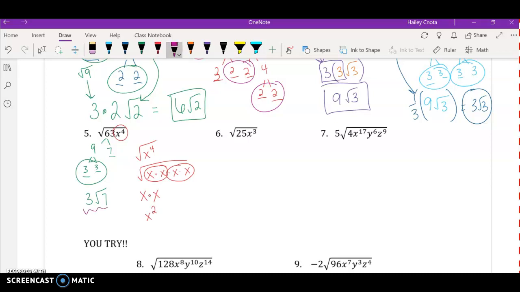The only thing left to do is to combine these two answers. So we do everything on the outside, numbers, then variables. Then we do everything on the inside, numbers, then variables.